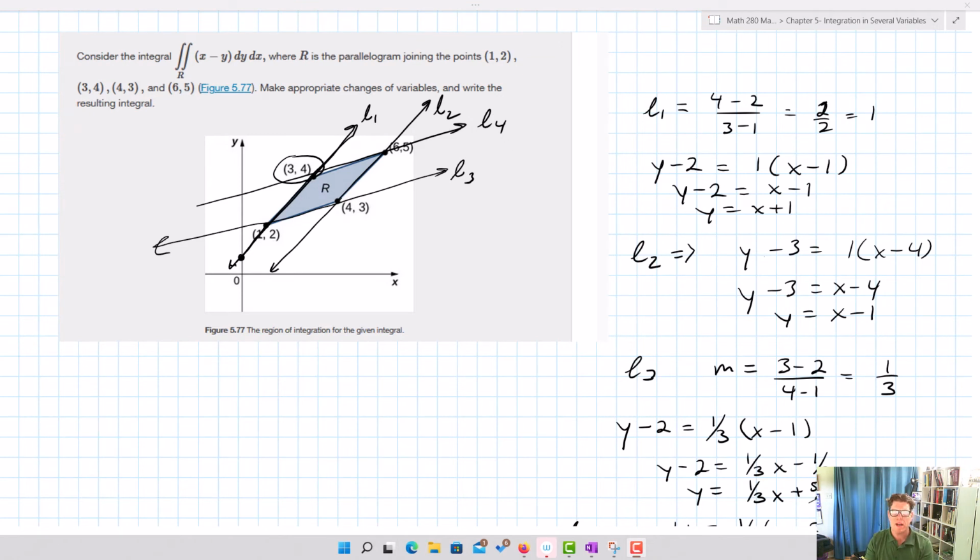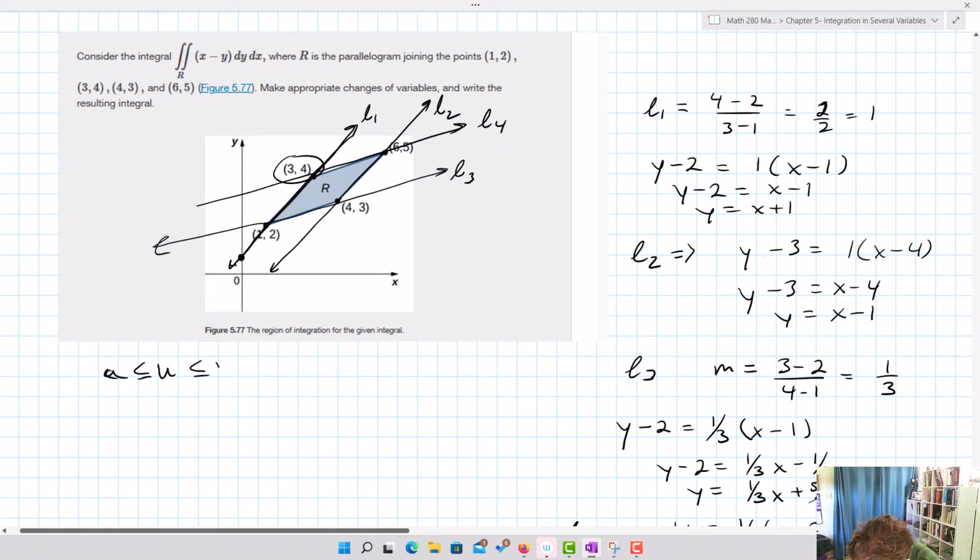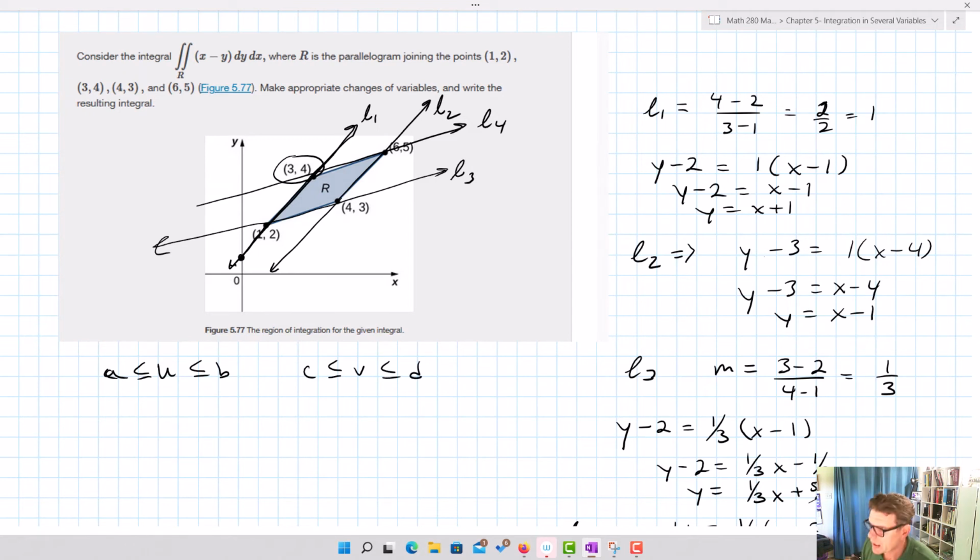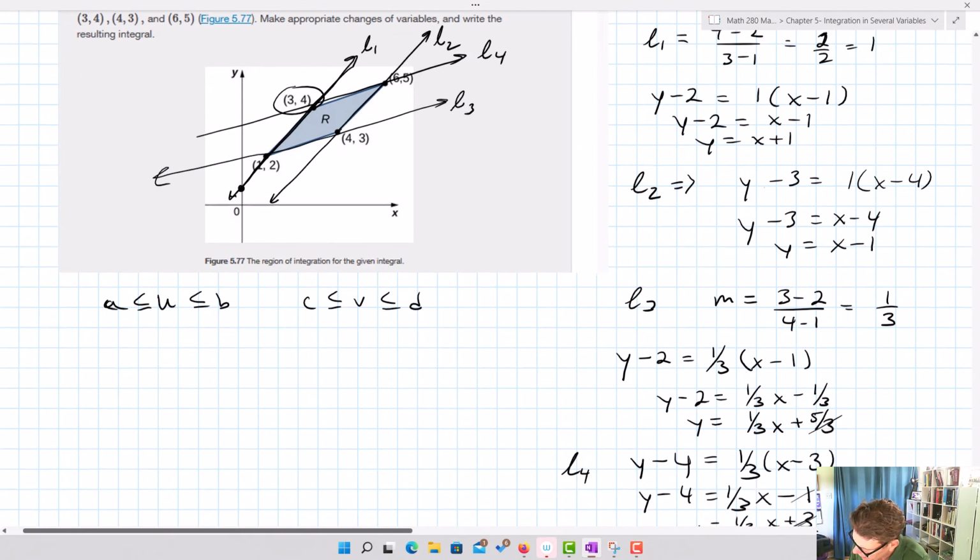So how do I create that rectangle? What is it that I'm going to need there to have a rectangle? Preferably, I want u to be greater than or equal to some constant a and less than or equal to some b. And then I want v greater than or equal to some c and less than or equal to some d. Then that would end up being just a rectangle, very easy to integrate over because we'd be over some constants.